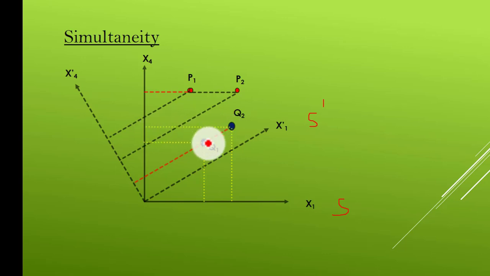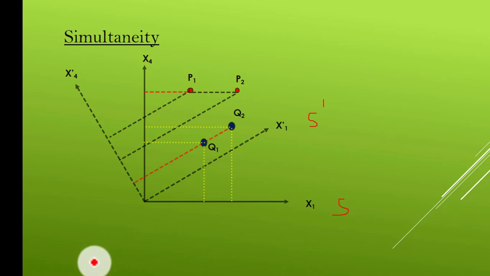So this is the position coordinate of this event, and this is the time coordinate of this event. So we can see that these events are occurring at two different times. So the event which is occurring simultaneously in one frame of reference may not be simultaneous in the other frame of reference. Okay.